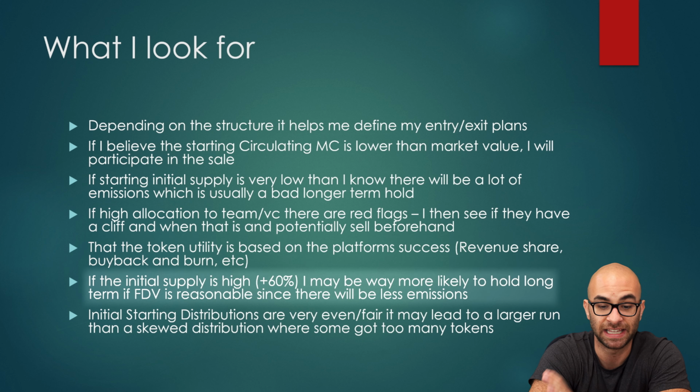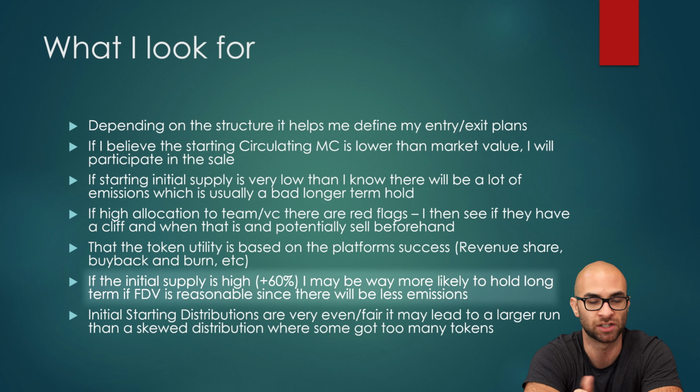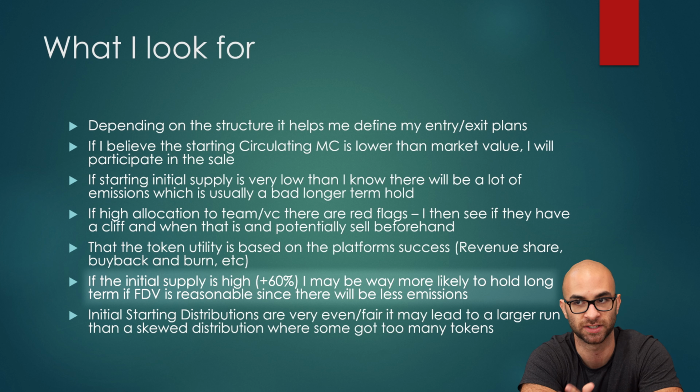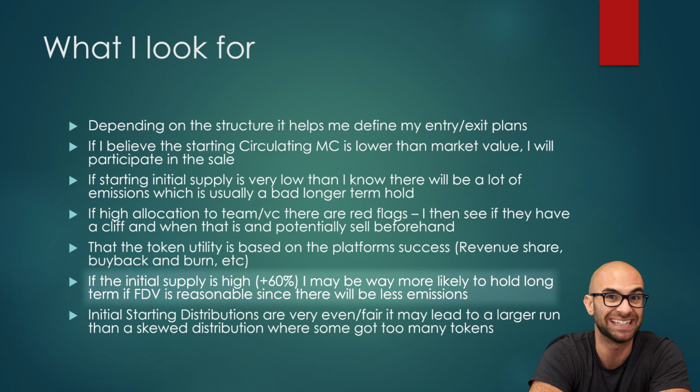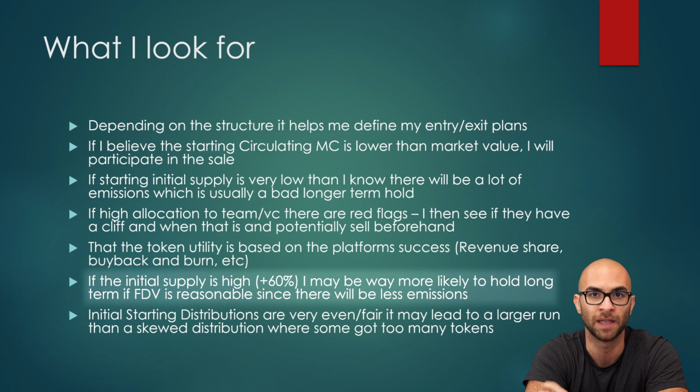Another thing is if the initial supply is high, let's say above 50% or above 60%, I may be more likely to actually hold that token for the long term as long as the FDV is reasonable. And this is because the amount of new emissions coming in is going to be relatively insignificant compared to other projects out there. And it makes the proposition of actually holding this token for the long term make more sense.